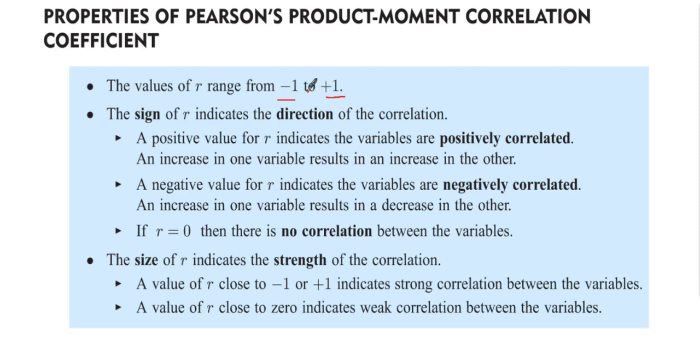What positive and negative mean, one more time: positive means the increase in the independent variable will lead to an increase in the dependent variable. Negative correlation means an increase in the independent variable will lead to a decrease in the dependent variable. And when you have r equal to 0, it means that there is no correlation. Also the strength, whether it's strong, weak, or moderate, depends on where the number is. In your book, there is a given table.